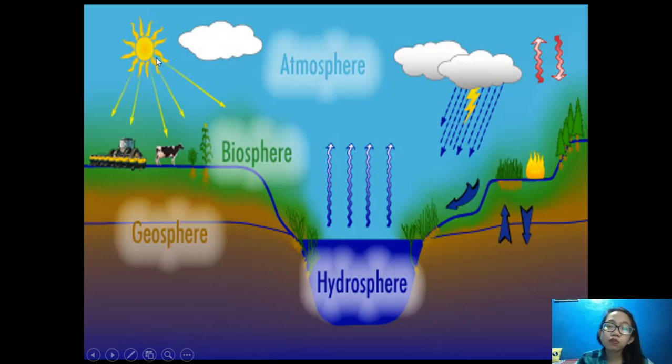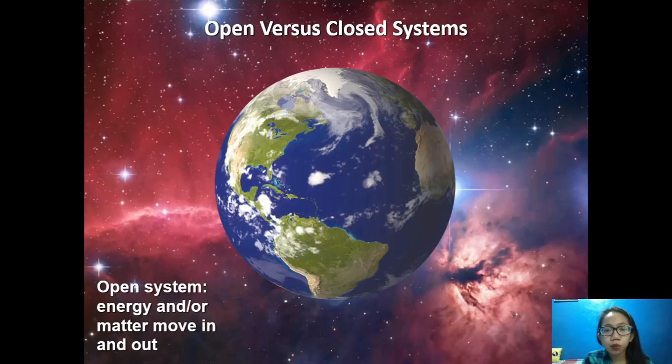And of course, the atmosphere is held up by the gravity of the geosphere. And also, it interacts with the atmosphere and hydrosphere in weather and climate. So all of these separate systems, you can consider them separate systems, but they will have an effect on one another. Okay, so when you are studying Earth science, there are certain terms that you have to know.